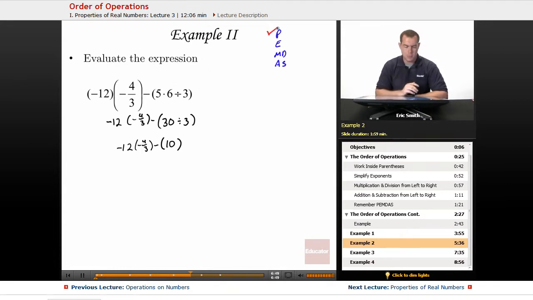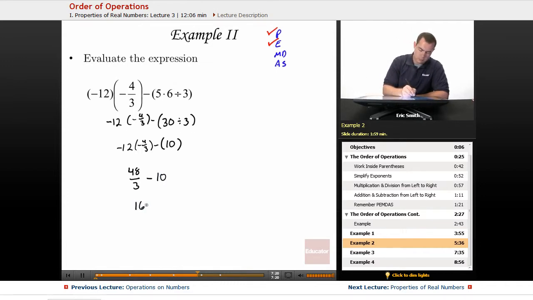Now on to exponents, but I don't see any exponents here. So now on to multiplication and division. Well, I do have a multiplication. I got a negative 12 times a negative 4/3. Well, negative times a negative would give me a positive. Multiplying on the top, that would be a 48 all over 3. Okay, and because of my fraction there, I do have some division. I could take 48 and divide it by 3. So 16.